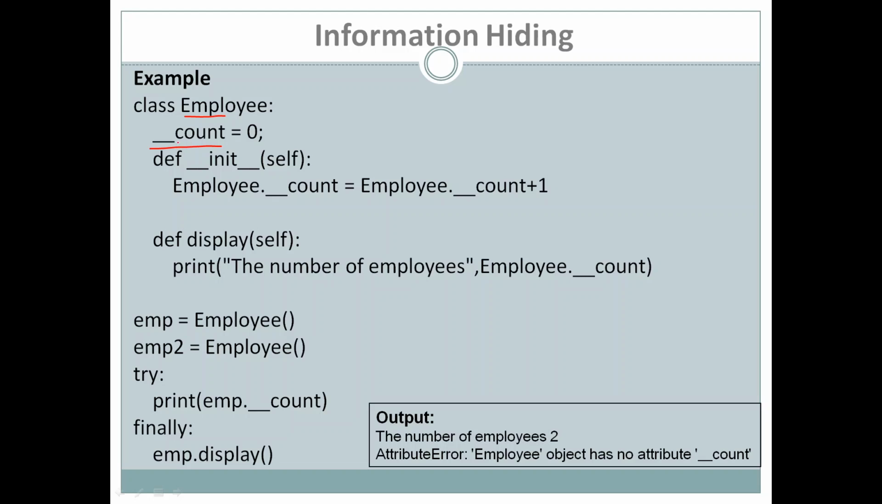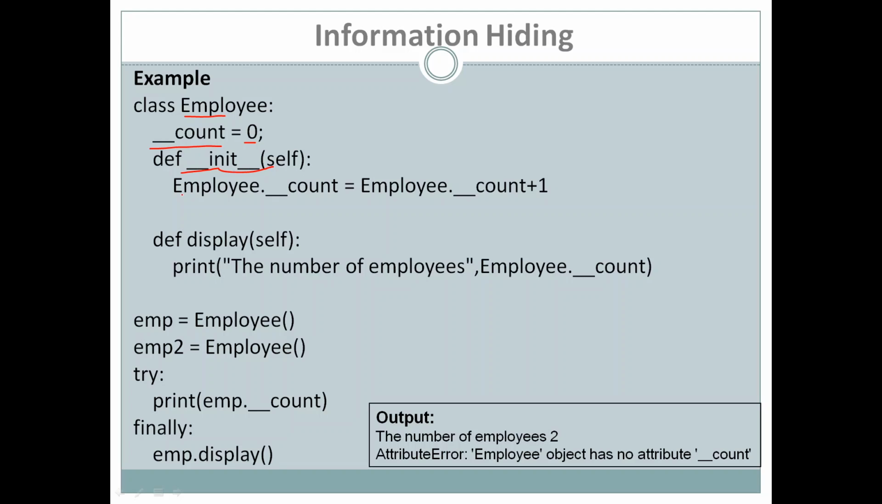The class variable count, how is it declared? The class variable count is declared with two underscores before the variable name count. Remember, as there are two underscores before the variable name count, this count is hidden from the outside objects, or you can say count is a private variable in this class, and the value assigned to count is 0. Then we have the constructor, or you can say the init method.